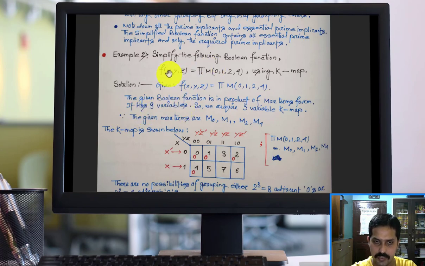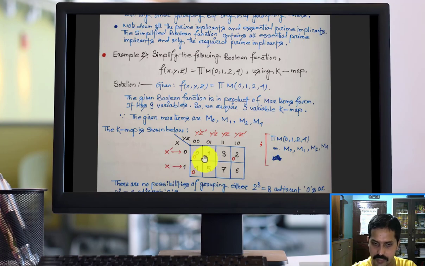Now the given Boolean function is in product of max term form. It has 3 variables x, y, z, so we require a 3 variable K-map. A 3 variable K-map means 2 to the power 3, 8 cells: 1, 2, 3, 4, 5, 6, 7, 8, right? Now just write down x, y, z. YZ is 00, 01, 11, 10, and the cells are 0, 1, 3, 2, 4, 5, 7, 6. Now see, it is already given 0, 1, 2, 4. So these are the cells. So just write down here 0 because this is a max term problem.